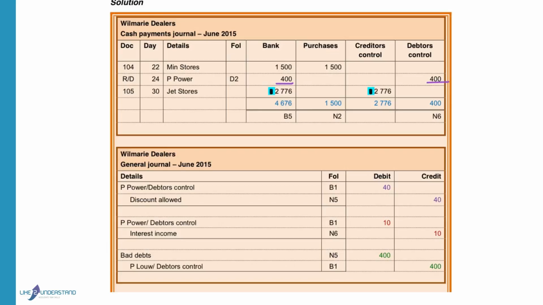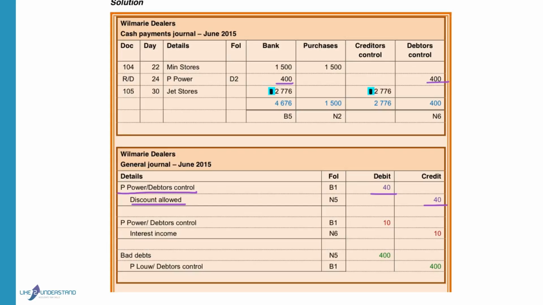In the cash payments journal, we don't have a discount allowed column, so the discount allowed will be cancelled in the general journal. And we will debit debtors control to increase the amount that the debtors owe us. Discount allowed will be credited to decrease the original discount that was allowed, because if the check comes back from the bank, we will not give them discount anymore.